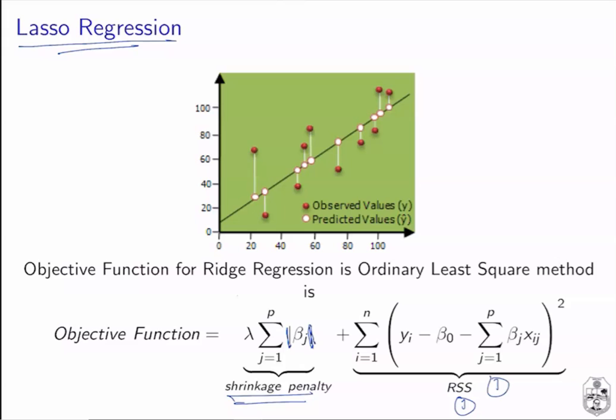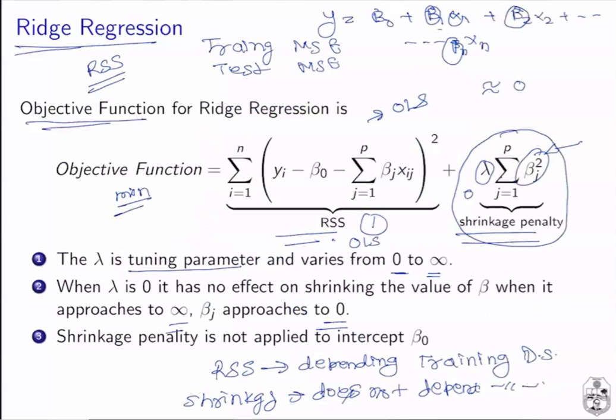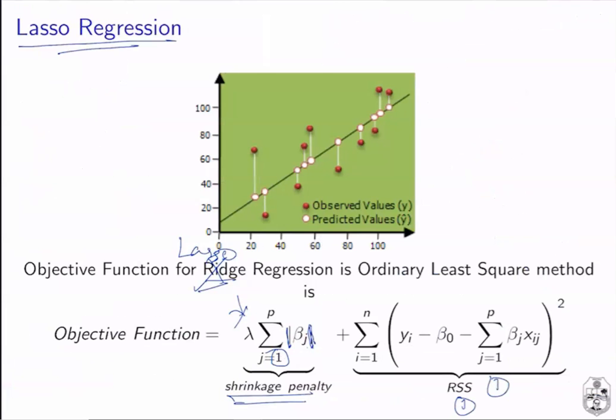Now, like the ridge regression, the lasso regression also has the same tuning parameter called lambda, and this lambda is not applied to beta 0, it is applied from beta 1. And here the absolute value of the coefficients is taken. In case of the ridge regression, in the shrinkage penalty, the square of the coefficient is taken. So this is the difference between the objective function used in the lasso regression and the ridge regression.